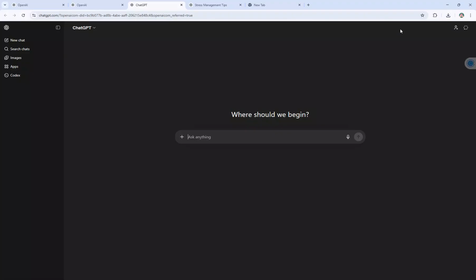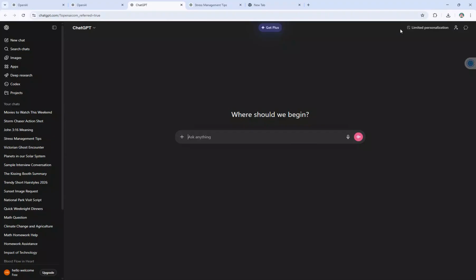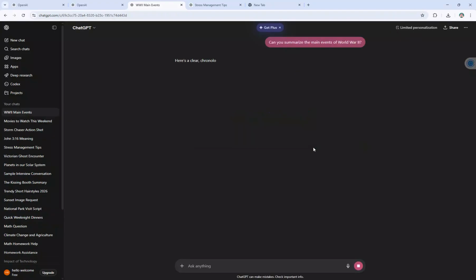First, go to the ChatGPT website and make sure you're logged into your account. It's important to start with a clear and concise question or prompt. Be specific about the information you need or the task you want the AI to perform. For example, instead of saying, "Tell me about history," you could say, "Can you summarize the main events of World War II?" This helps the AI provide a more focused response.